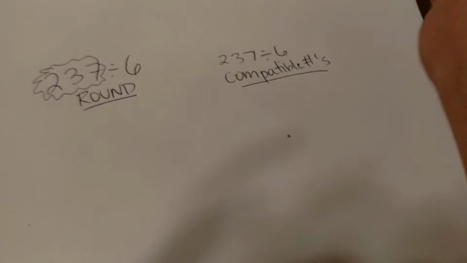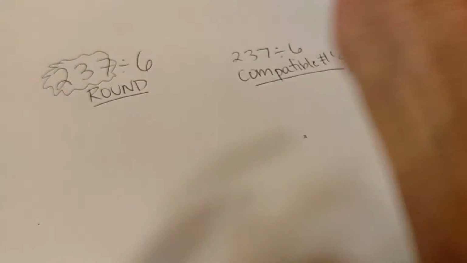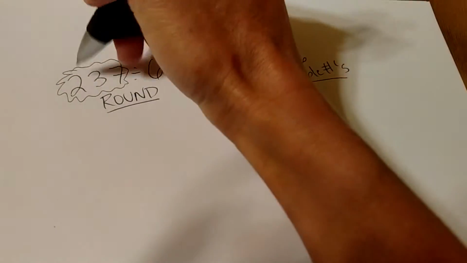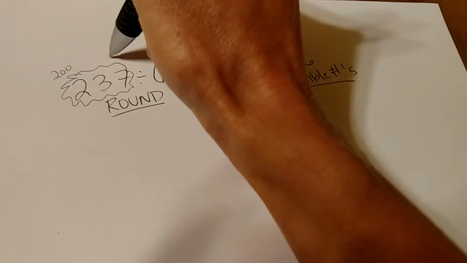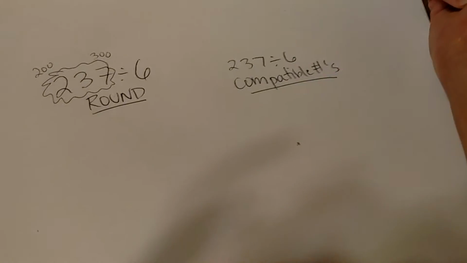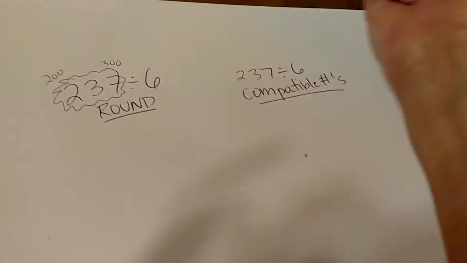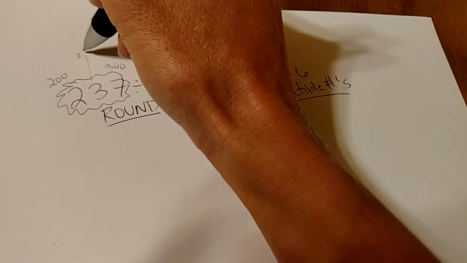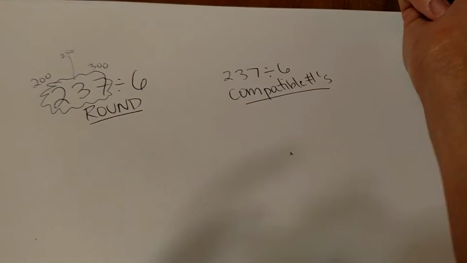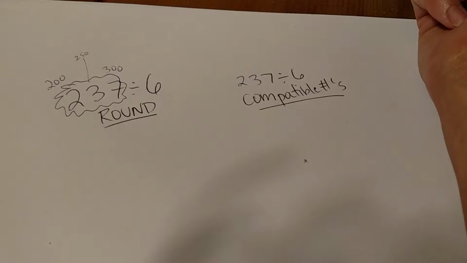So, what do you think? We're going to take 237, we're going to round it. And since it's in the hundreds, let's go to the highest place value and round there. So this is either going to round to 200 or it's going to round to 300. So what are you thinking? 237, where does it lie? Well, halfway between 200 and 300 is 250. So where would 237 go?